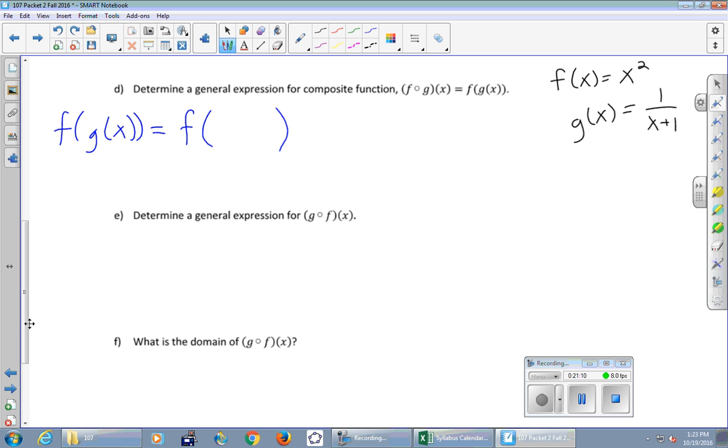Okay, up above we plugged a number in, like we plugged 3 into the g function. But here we're not plugging any number in. We just have g of x, which is itself a formula. What is the formula for g of x? It's 1 over x plus 1. So that is exactly what we are putting right in here. 1 over x plus 1.